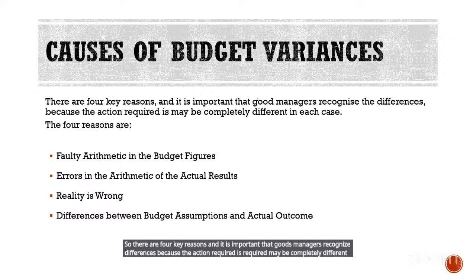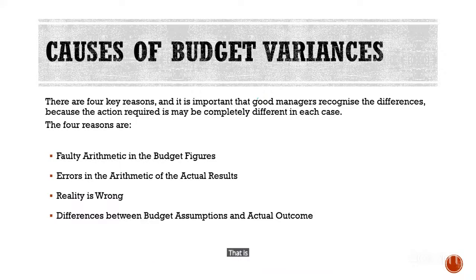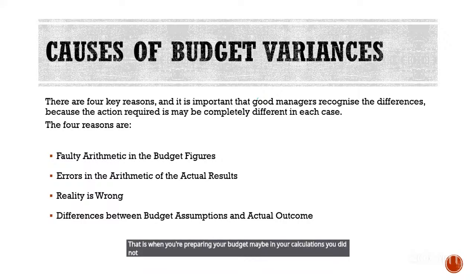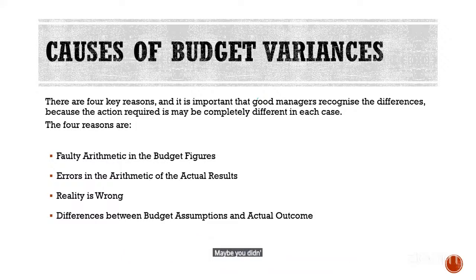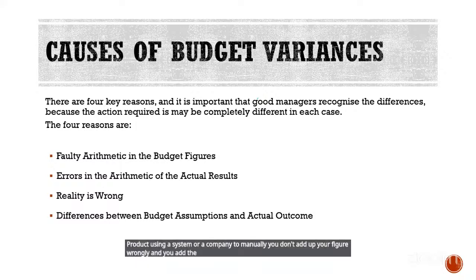The 4 reasons are: 1, faulty arithmetic in the budget figures. That is, when you're preparing a budget, maybe in your calculations, you did not tap your figures rightly. Maybe you didn't punch it in right, whether using a system or a calculator manually. You add up your figures wrongly, and then that will be an arithmetical error in your budget.